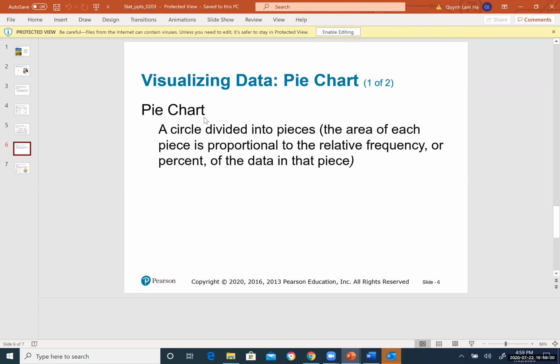A pie chart is a circle graph, and it's a circle divided into pieces, and the area of each piece is proportional to the relative frequency. The word relative frequency means the percentage, okay? And you have learned already that a percent can be a decimal number. So they convert back and forth. They are just the same value, or percent of the data in that piece.